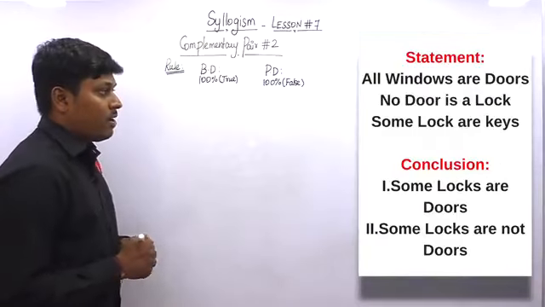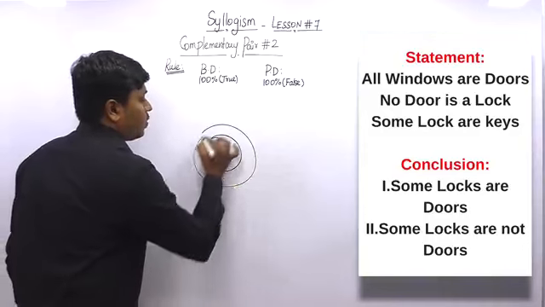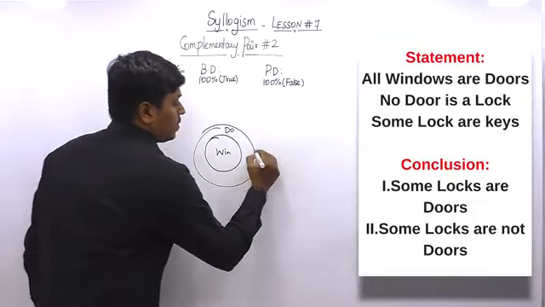Question number 5, all windows are doors. So all windows are doors. The second statement is no door is a lock.